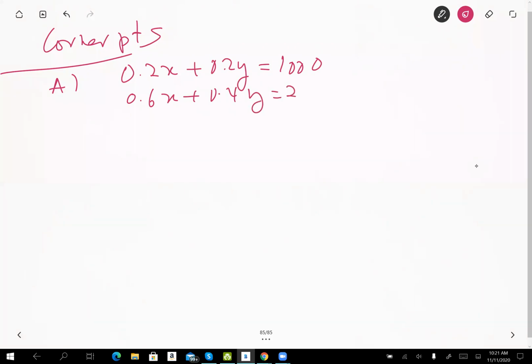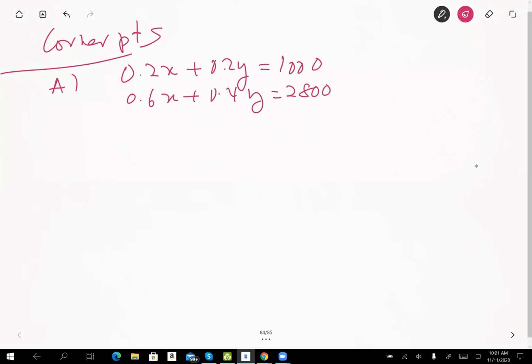So you have to find point A. Okay, number one, find point A. Point A is what? A system of equations, I'm sorry, not inequalities: 0.2x plus 0.2y equal to 1,000, and then 0.6x plus 0.4y equal to 2,800.